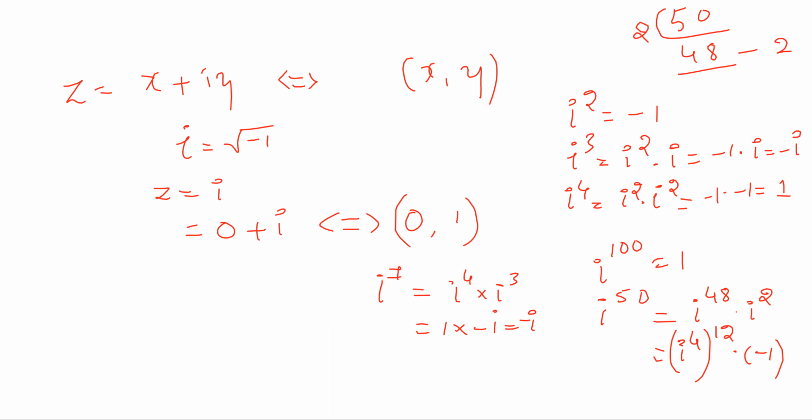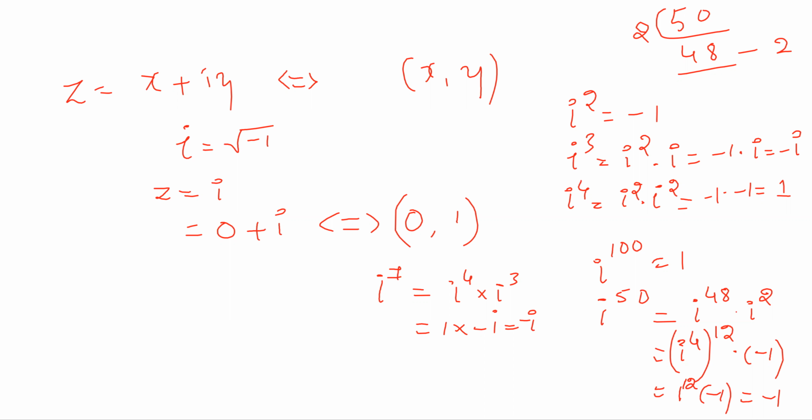Yes, sir. So now we know the value of i power 4. What's the value of i power 4? 1. So 1 power 12 into minus 1. 1 power anything is what? 1 only, sir. It's always 1 only, right?